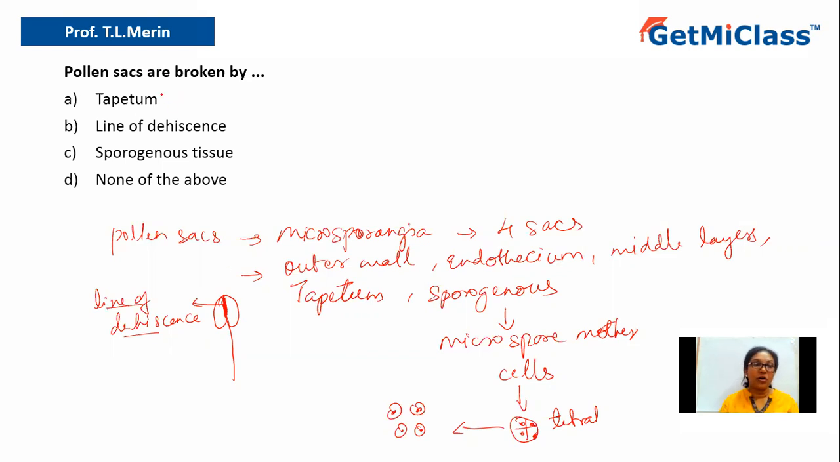So let us see. Option A says tapetum. No, tapetum is a nutritious tissue which will nourish the pollen grain. Option B says line of dehiscence. Yes, that is the answer, because that is the one which will help in rupturing of the anther wall and further release of the pollen grains. Option C says sporogenous tissue. No, sporogenous tissue does not help in rupturing. It is helpful in the production of microspores. Now option D says none of the above, which is ruled out. So the correct option is line of dehiscence. That is the one which helps during release of the pollen.